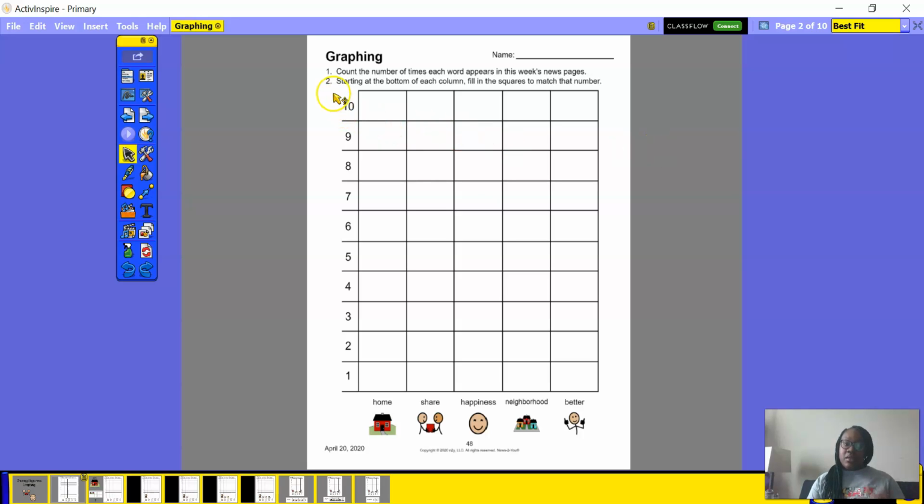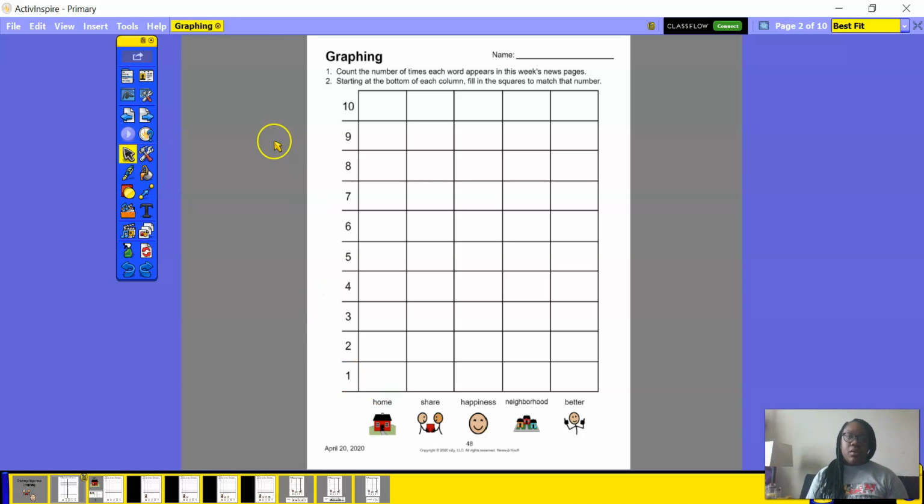And so the second direction says starting at the bottom of each column, fill in the squares to match that number. So last week, I linked a Brain Pop Junior video that discusses different bar graphs and tally charts. So you can do this however you want. I will be using this as a pictograph, and you'll see why once we get into the meat of the lesson.